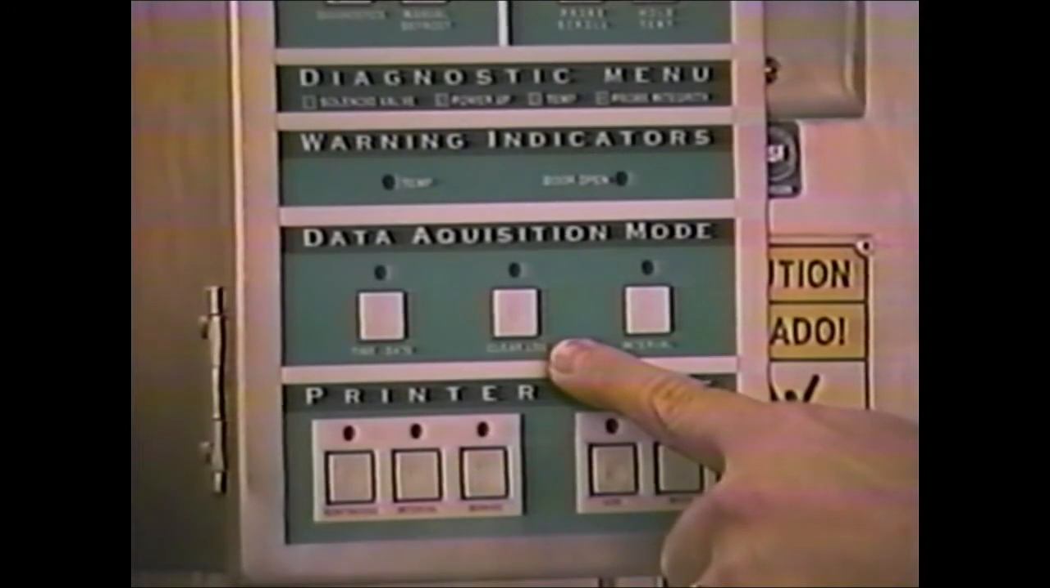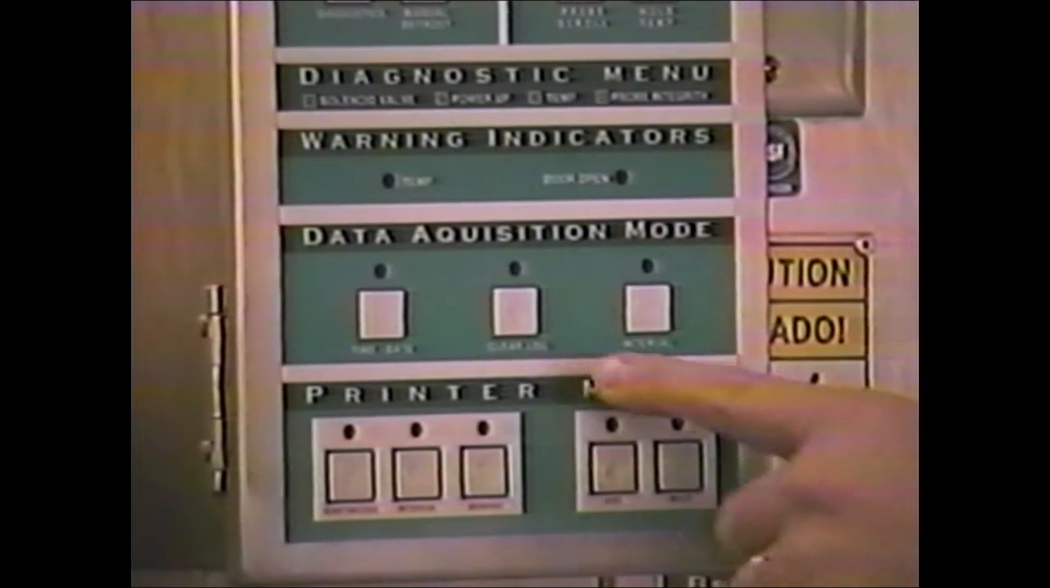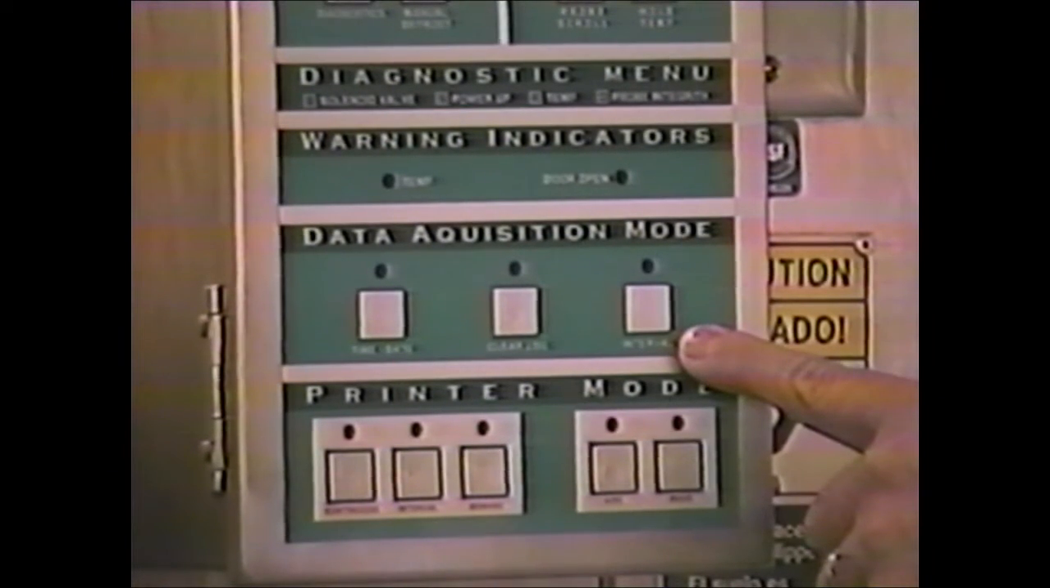The clear log key erases the stored temperature readings from memory. The interval key is used to set the time interval for logging and printing of air and food probe temperatures. The time interval can be changed by pressing the up or down arrow key, then press the enter key to confirm the setting.